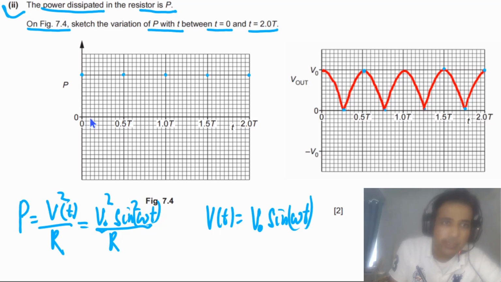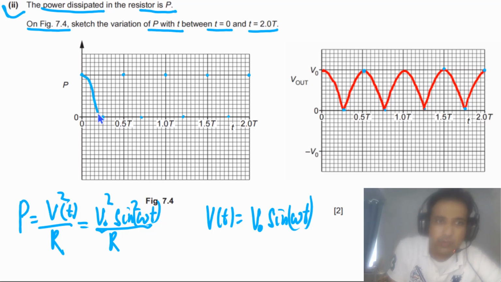So we can see 1, 2, 3, 4, 5. So here it has to be minimum. In this case, it has to be minimum here, and it has to be minimum here. Now simply we need to sketch, so its shape has to be a little bit different.